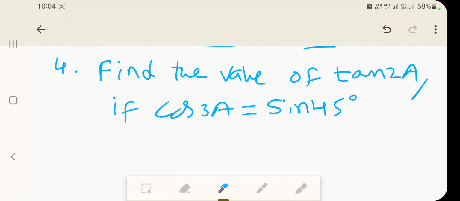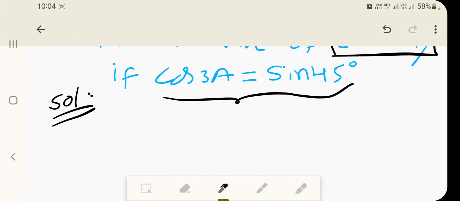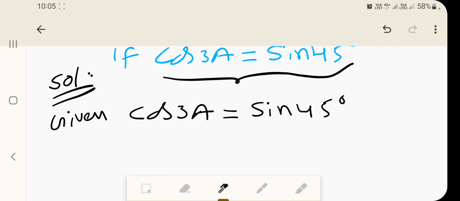Okay, so they have asked to find tan 2A. To find tan 2A, we should know what the angle A is. So first we have to find angle A. Once we are able to find the angle A, then we can find tan 2A. To find the angle A, we use the condition they have given, cos 3A. So we can write it as given here, cos 3A is equal to sin 45 degrees.